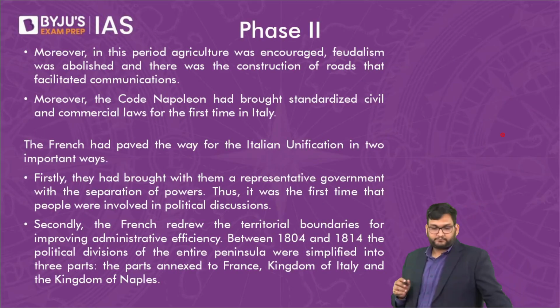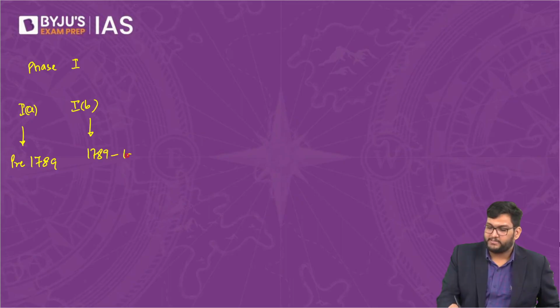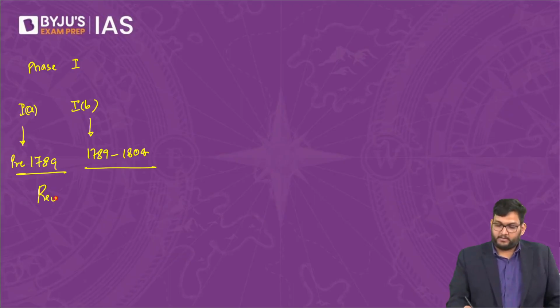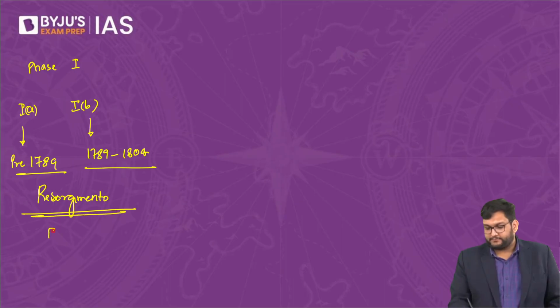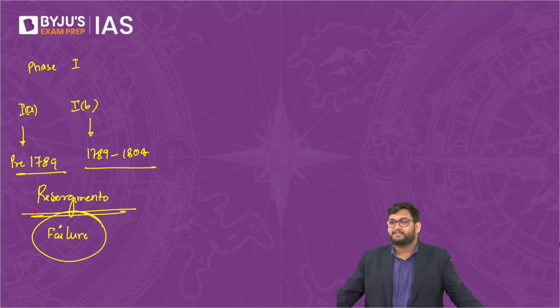Now, what we've discussed is phase 1. In phase 1, we saw part A and part B. Part A is pre 1789 and part B is 1789 to 1804. And the story is very straightforward. It is Risorgimento and it is a failure. Anybody has any issue till this point, you have to tell me right now. Then only I move forward and discuss Napoleon.